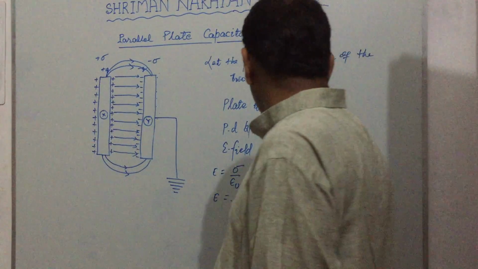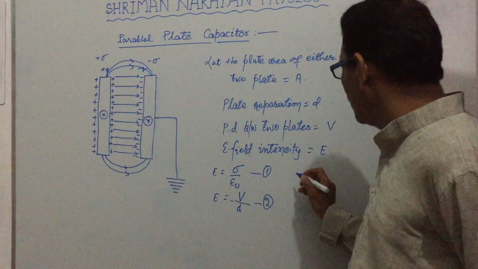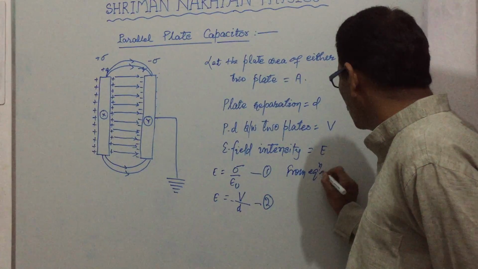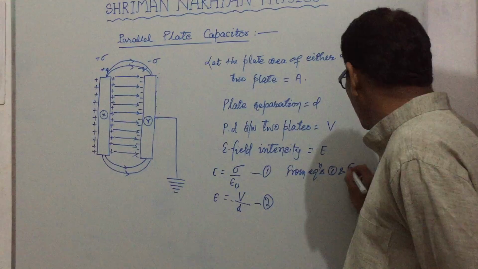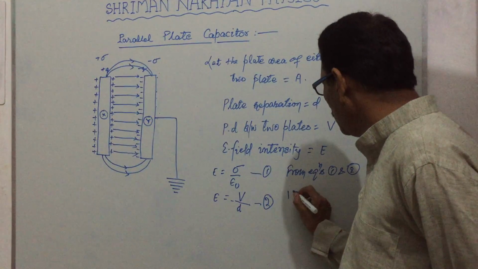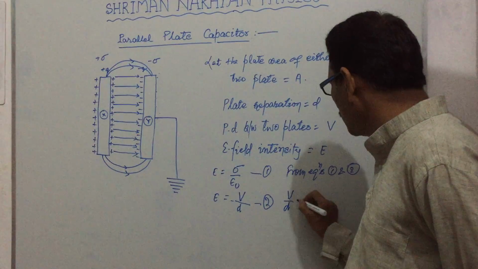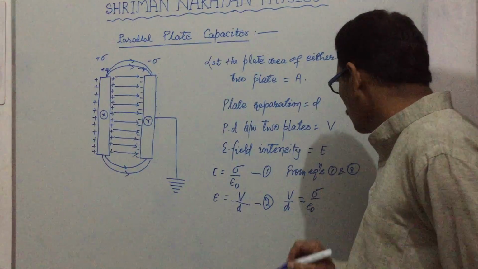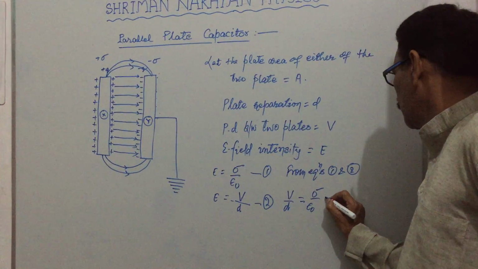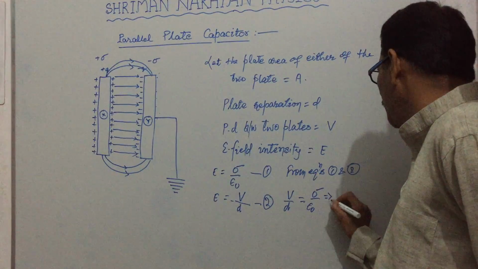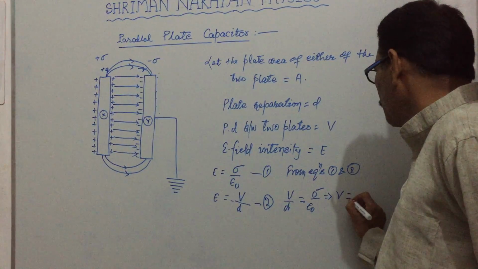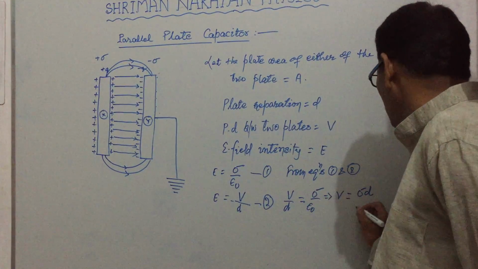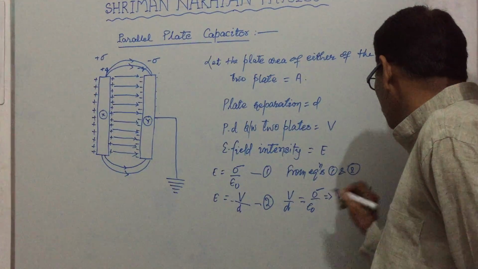From equations 1 and 2, what do you get? You get V by D equal to sigma divided by epsilon naught, and from this very relation you can find the value of V. What is the value of V? V will be equal to sigma into D divided by epsilon naught.